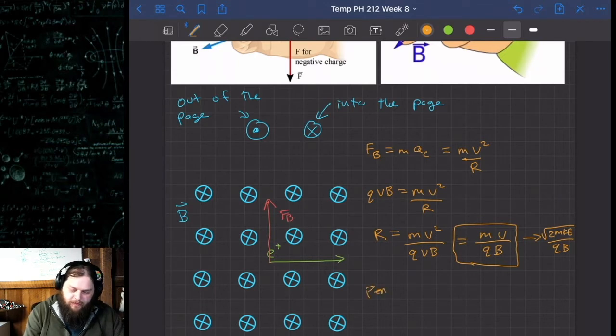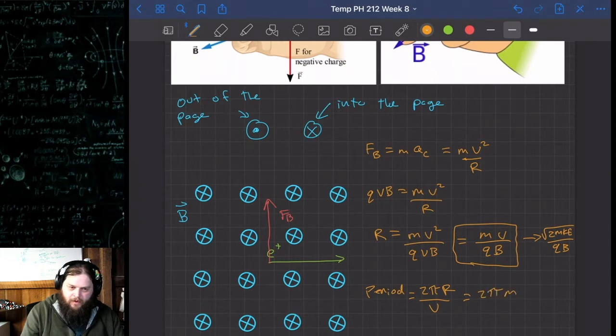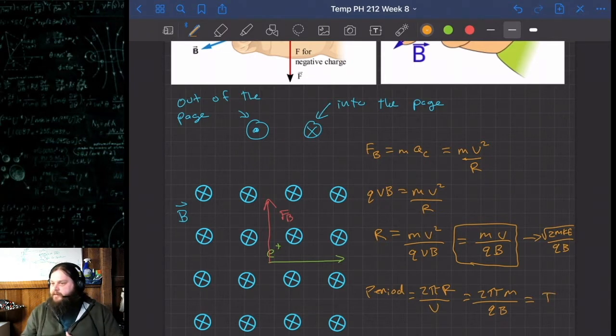So in this case, the period of that rotation would end up being 2 pi r over v. 2 pi r being the distance around that circle, v being the tangential velocity for it, which is equal to 2 pi m over qb. And that's equal to the period. Period T, the capital T, is just the notation we usually use for period. We can also turn that into angular frequency. Remember, frequency is the inverse of a period, so 1 over T.